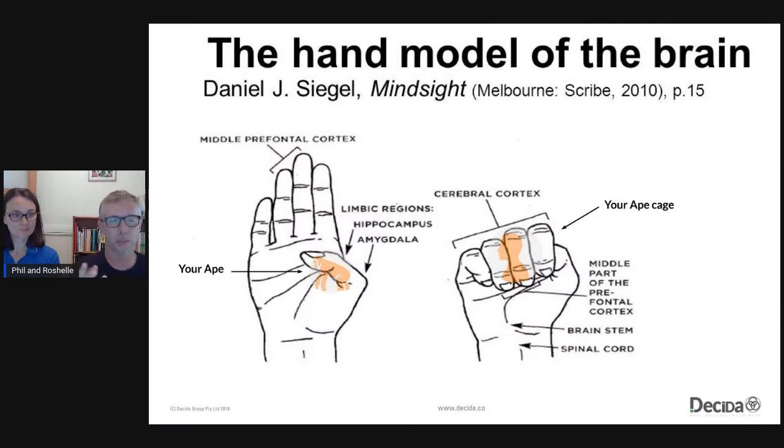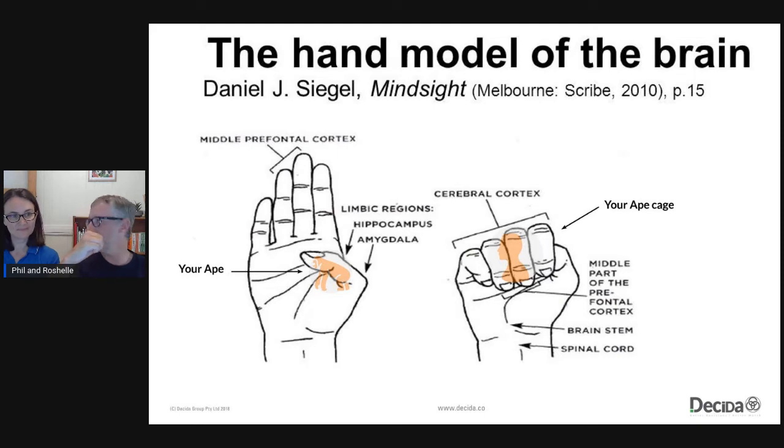A good way to think about this is often to do the handbrain. So the handbrain goes, the amygdala, that little blue dot that was on the screen before, that's like your thumb. And as you fold your fingers over your thumb, that's like your frontal cortex, your system 2. So the thumb is like system 1 and system 2, and you can see it looks like a cage, right? So my four fingers are caging my ape.